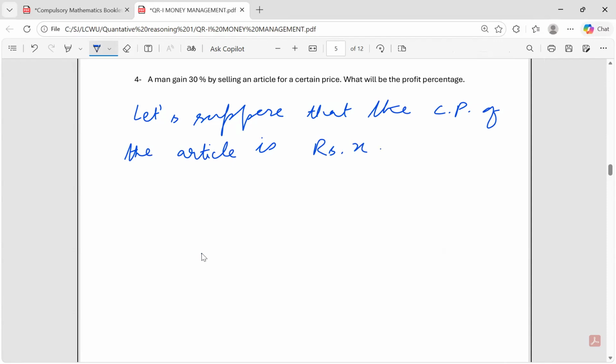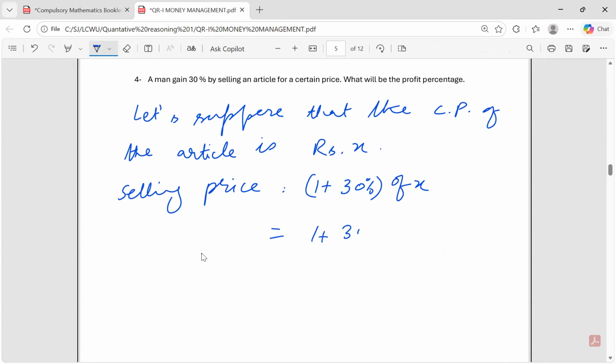Then the selling price, since the gain is 30%, will be with a profit of 30%. So it is 1 plus 30% of X. So this is equal to 1 plus 30 by 100 of X, is equal to 1 plus 0.3 of X, that is equal to 1.3 times X.